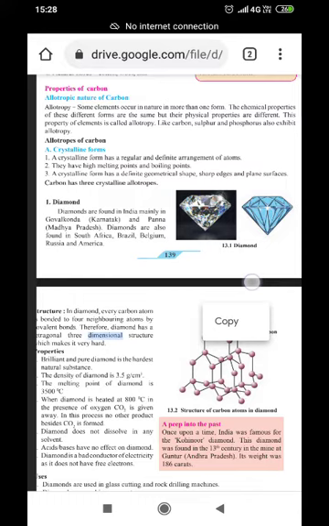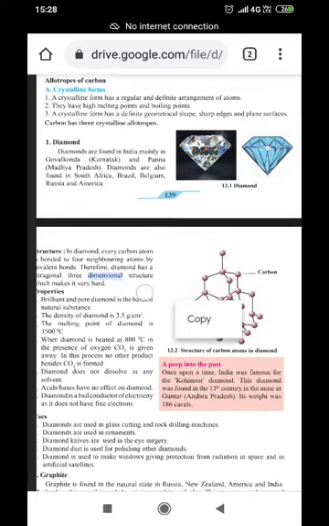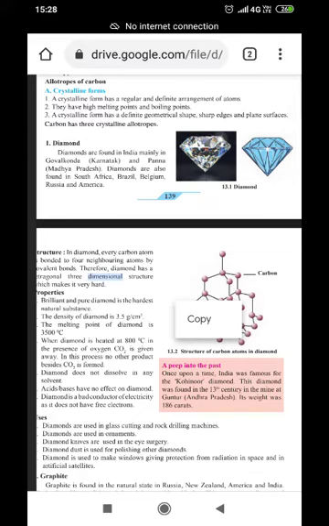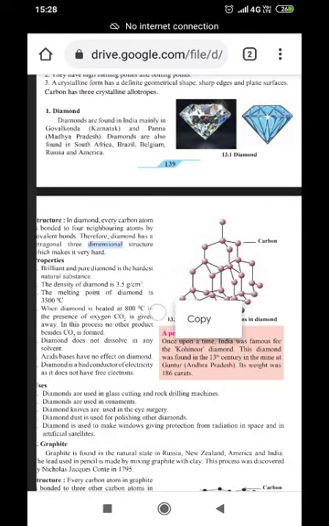First of all, we'll discuss crystalline forms. There are two forms: one is the crystalline form, that is, they have a specific structure, and the other is the amorphous form, where there is no structure. First of all, we'll discuss the crystalline form. Crystalline form has a regular and definite arrangement of atoms. They have high melting points and boiling points. The crystalline form has a definite geometrical shape, sharp edges, and plane surfaces.